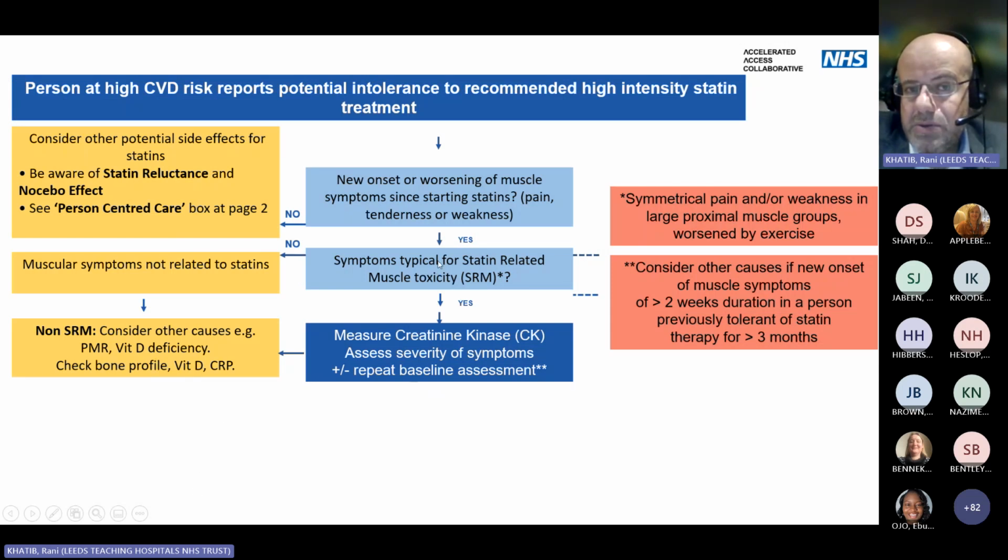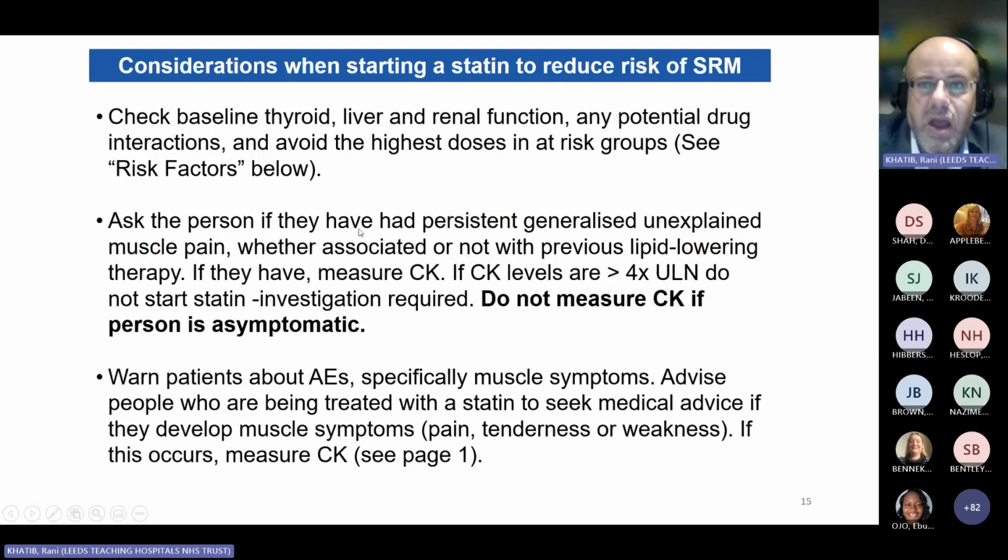Then after that, we're talking about muscle symptoms. What happens if you've got muscle symptoms? Well, the first thing we say is always make sure that you check baseline thyroid, liver and renal function, because they could increase your risk of statin-related muscle toxicity. And then if the patient does have or develop muscle-related toxicity, it is then that you measure CK. If CK levels are 4 times the upper limit, then you probably want to investigate and look at it.